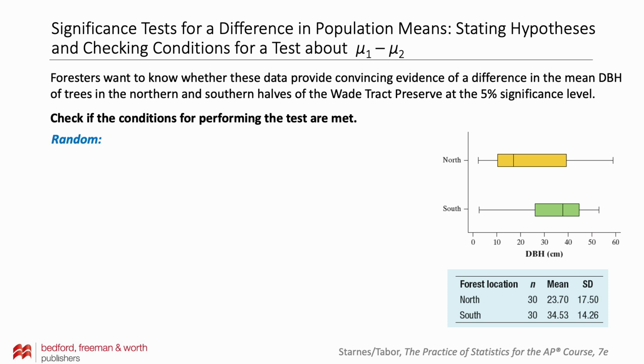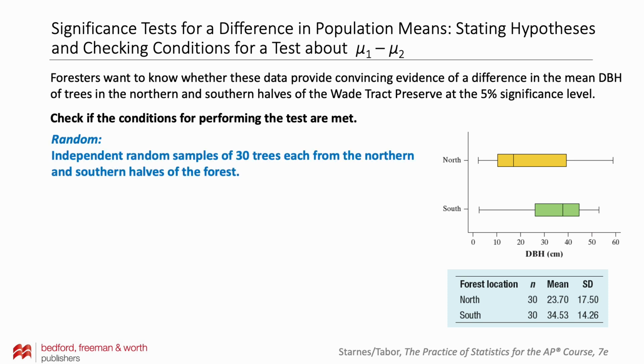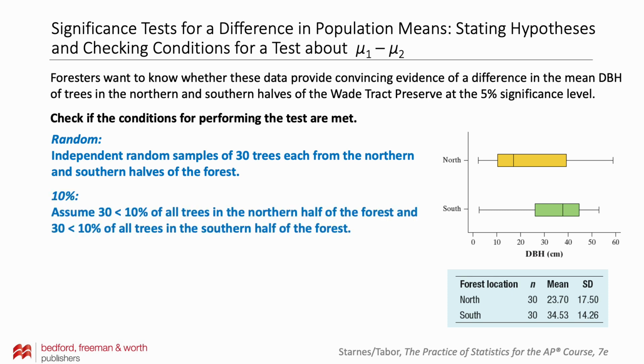We're going to check our conditions now. For the random condition, they are independent random samples of 30 trees each from the northern and southern halves of the forest. You do have to check for both. The 10% condition: 30 is less than 10% of all trees in the northern half of the forest, and 30 is less than 10% of all trees in the southern half of the forest. And notice that both sample sizes are greater than or equal to 30, so even though they did give us the box plot, we really don't need it because 30 is greater than or equal to 30 here.